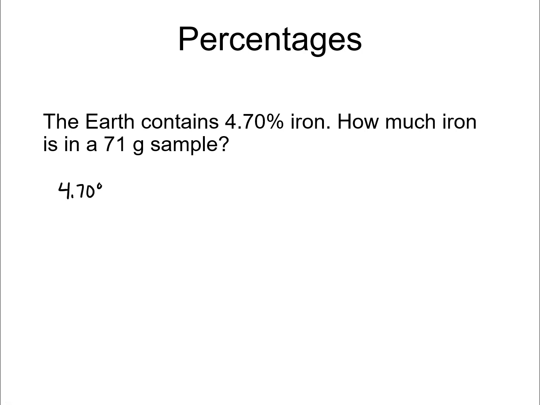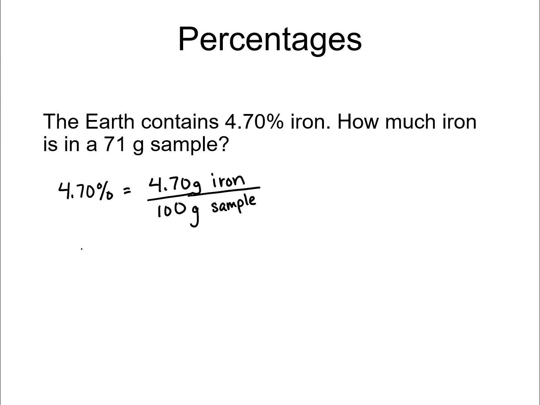4.7%. That's the same thing as saying 4.70 over 100. That's what a percentage is. I can assign units to this, like grams of iron out of a 100 gram sample. Because again, we're just writing what this percentage means. If I have 100 grams, 4.7 of those grams will be iron, because that's the percentage of iron in the Earth's crust.